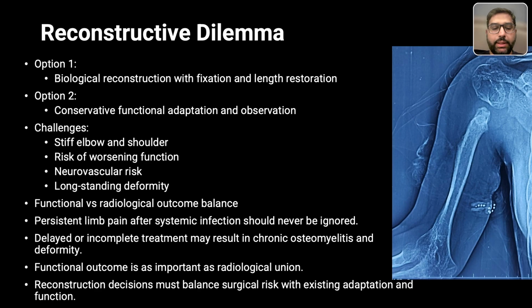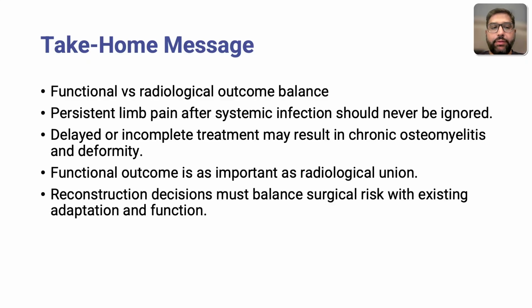This is something I would like the panelists to answer: what would they think would be a good idea for this? The take home messages for this case are that we have to balance the functional and radiological outcomes. Persistent limb pain after a febrile infection should never be ignored. Delayed or incomplete treatment results in chronic osteomyelitis and deformity. Functional outcome is as important as radiological union, and reconstruction decisions must balance surgical risk with existing adaptation and function.